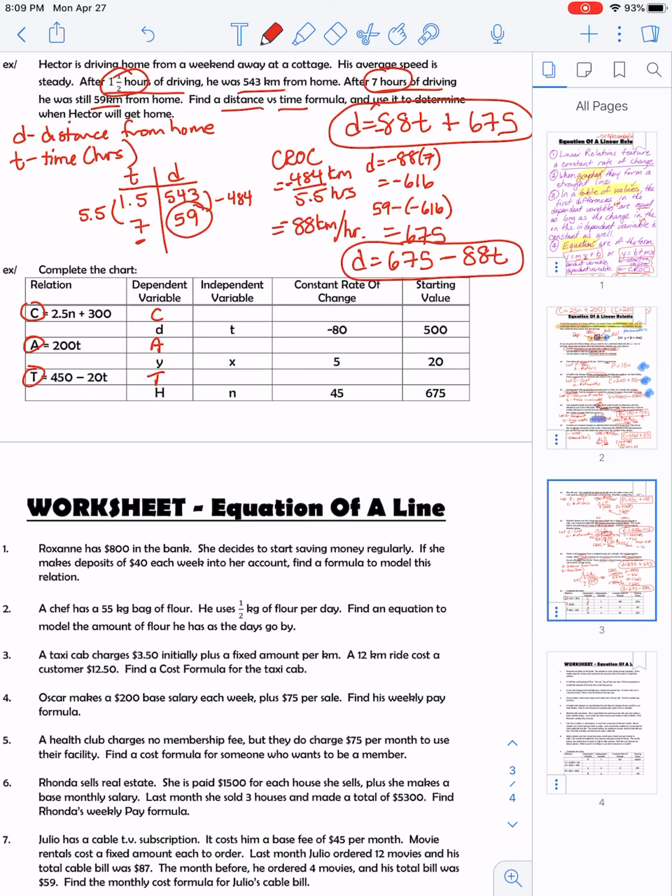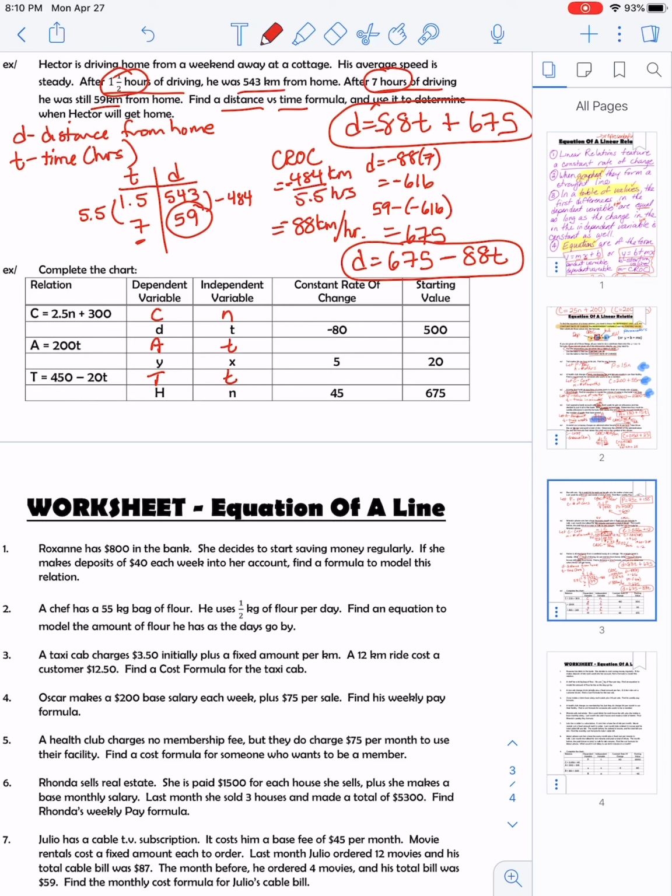And then the independent variable is always the variable that's on the other side of the equation that has to have stuff done to it. That's the one that you get to pick the value, and then you do all the calculations to it to get what the dependent variable is. So in this case, this one's going to be N, this one's going to be T, and this one's also going to be T. Okay, the constant rate of change, I'm just going to erase those.